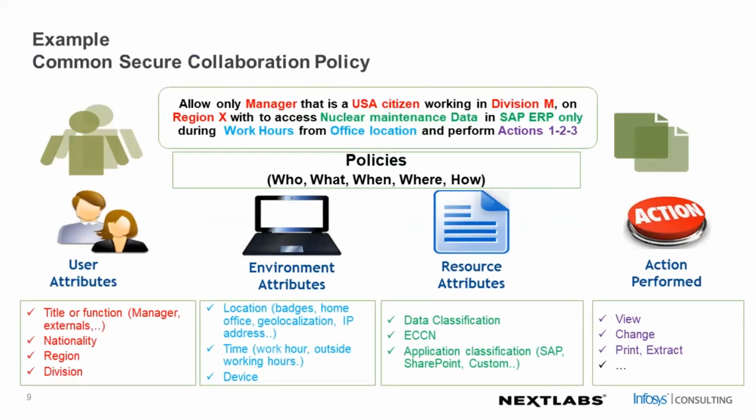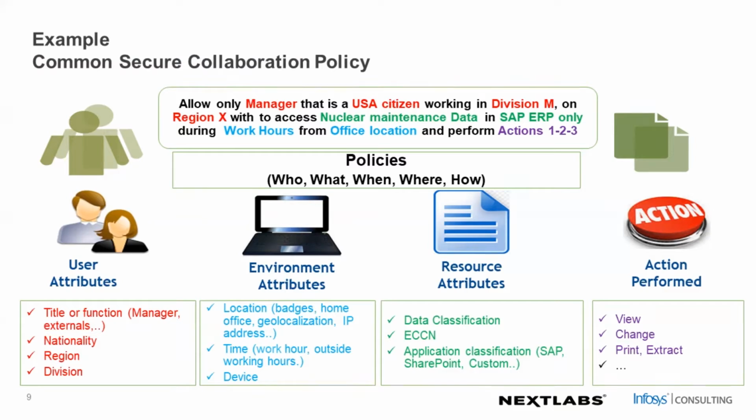Expanding onto a more complex example in terms of defining a common secure collaboration policy. If you see the example here: allow only a manager who's a US citizen working in a specific division M in region X access to nuclear maintenance data in SAP ERP, and then the time dimension, which is during work hours from an office location, and perform actions 1, 2, 3. So all the ones which are color coded either in red, green or blue are basically attributes that we use in the policy, which are runtime determined attributes. Which means the citizenship of a user is being determined at the runtime.